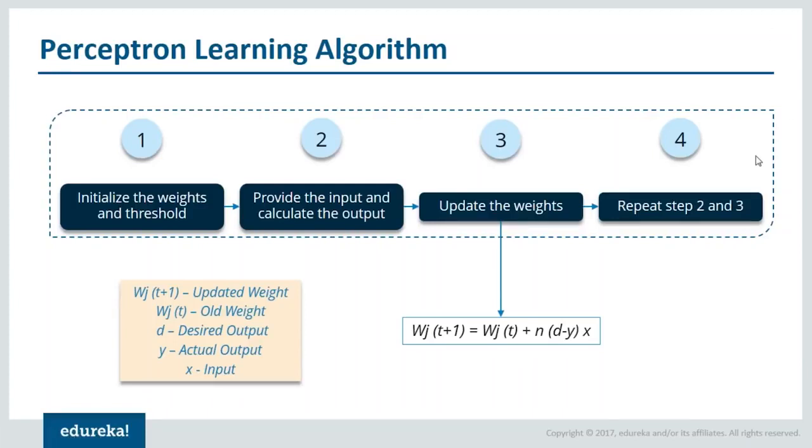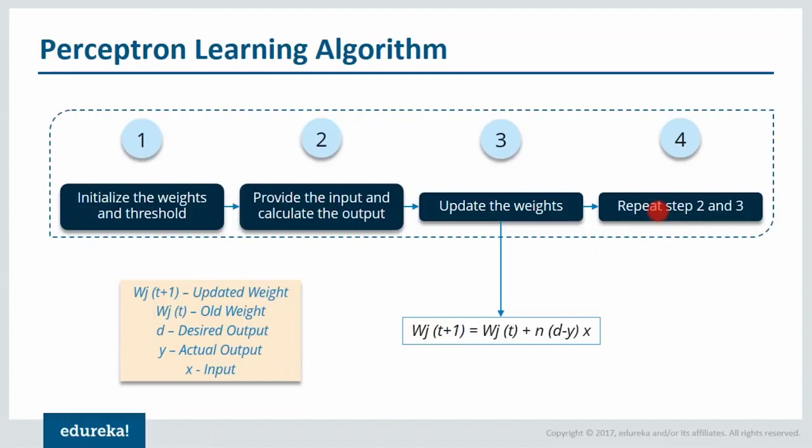So we need to update the weights. How we are going to update the weights is, the new weight is equal to the old weight plus the learning rate. Learning rate, we'll discuss later in the session, but generally we choose a learning rate somewhere between 0.5 and 0.01. After that, we find the difference between the desired output and the actual output, and then we multiply it with the input. On that basis, we get a new weight. So this is how we update the weights.